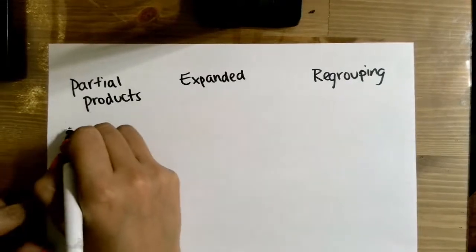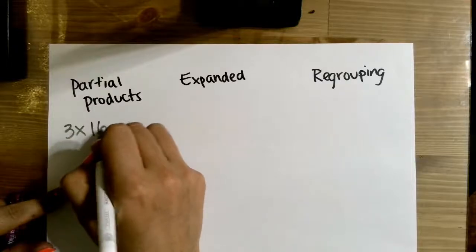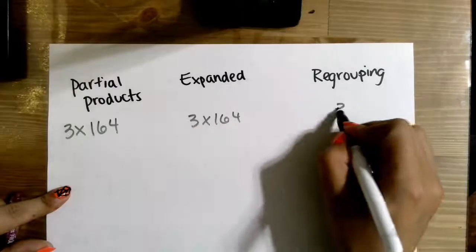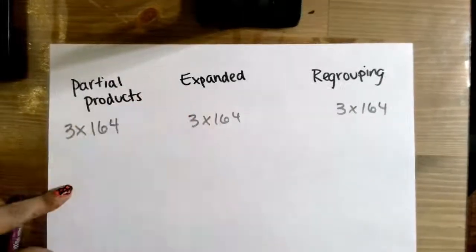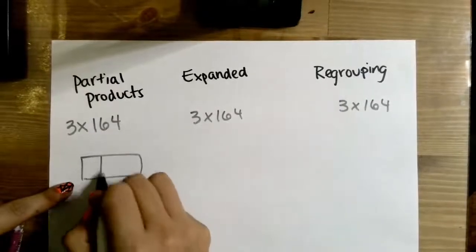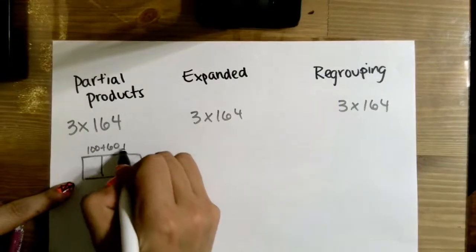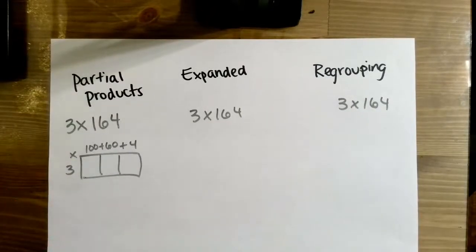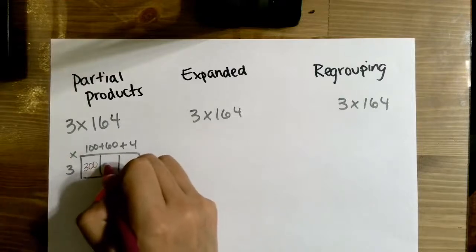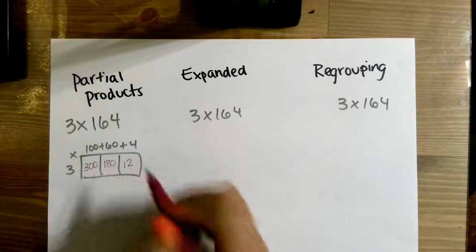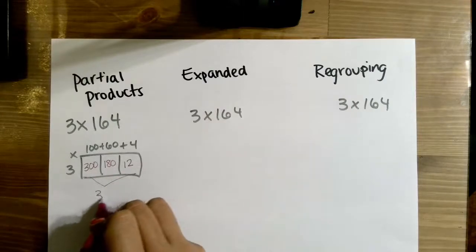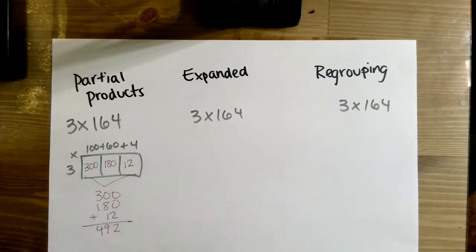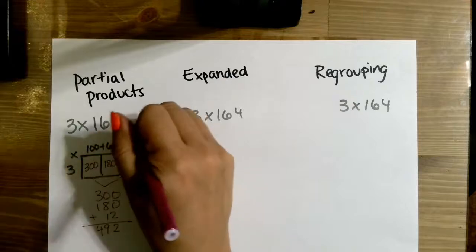So our problem, let's say it's 3 times 164. If I'm doing partial products, I break that number up: 100 plus 60 plus 4, times 3. When I do my partial products, I get 300, 180, 12, and then I add it back up, for a final product or answer of 492.